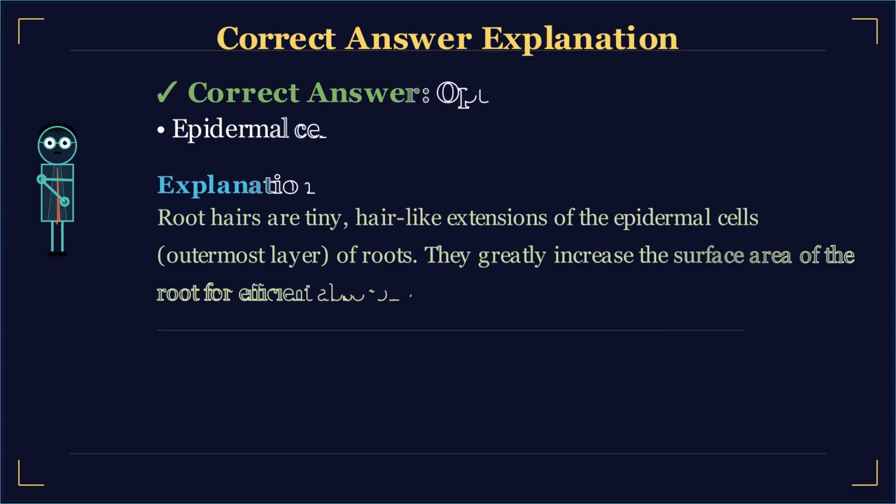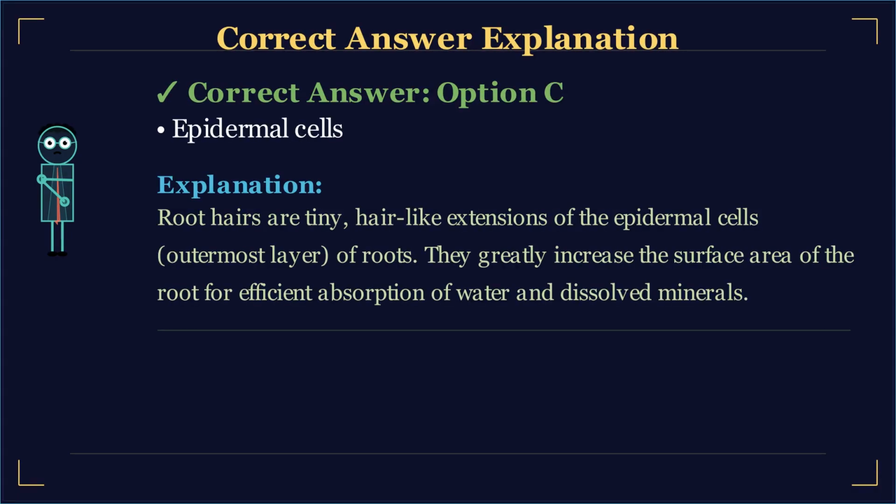Here's the explanation for the correct answer. Root hairs are tiny, hair-like extensions of the epidermal cells, the outermost layer of roots. They greatly increase the surface area of the root for efficient absorption of water and dissolved minerals.